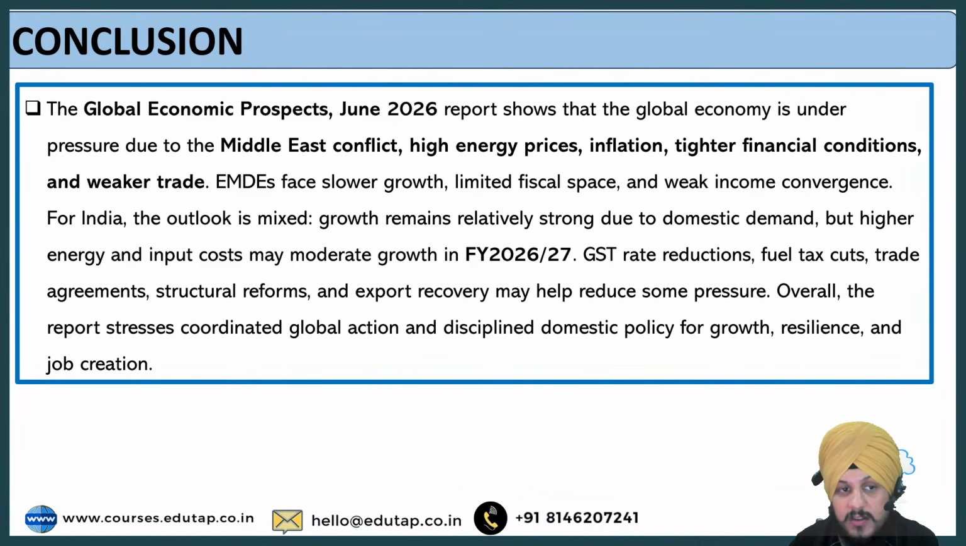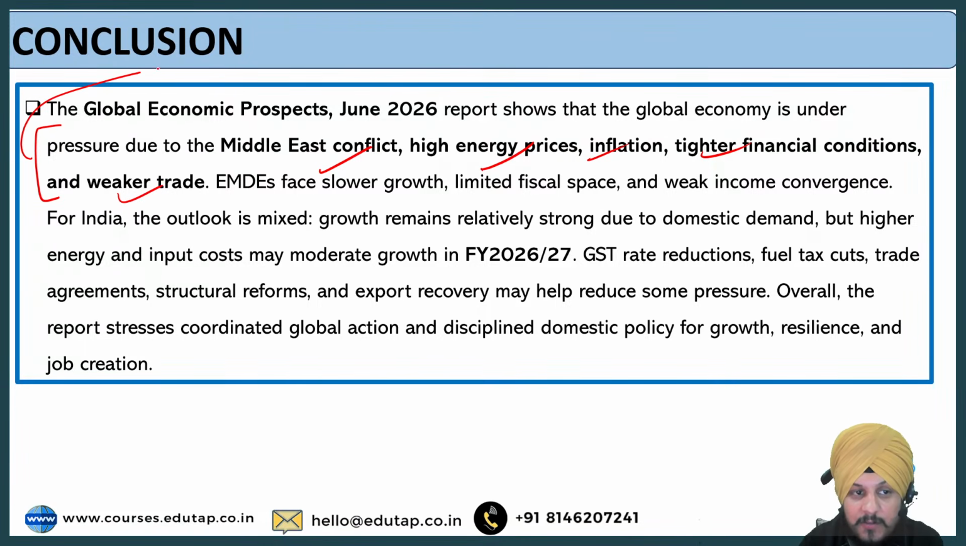So, lastly, here is the conclusion. The Global Economic Prospects report shows that the global economy is under pressure due to the Middle East conflict, high energy prices, inflation, tighter financial conditions and weaker trade. So these are the same points that we have discussed up till now. And EMDEs face slower growth, limited fiscal space, and weak income convergence. And for India, the outlook is mixed. Growth remains strong due to domestic demand, but higher energy input costs can moderate the growth in the financial year 2026 to 27.